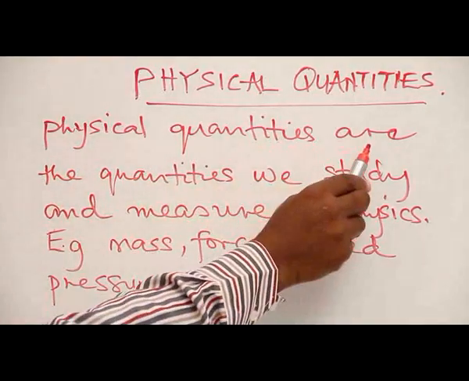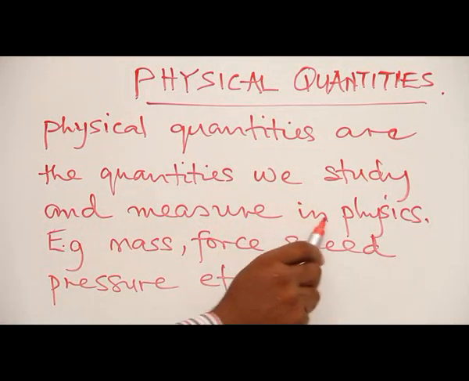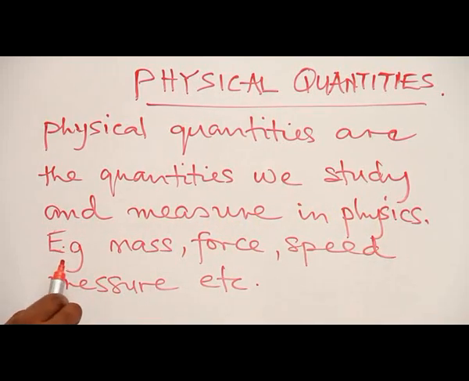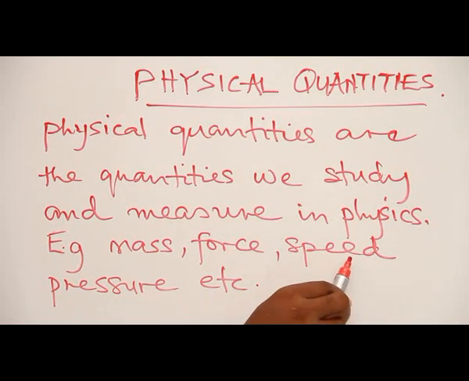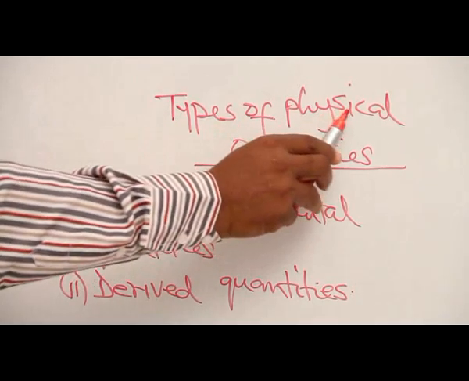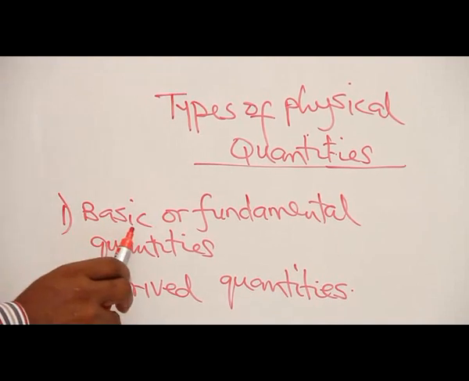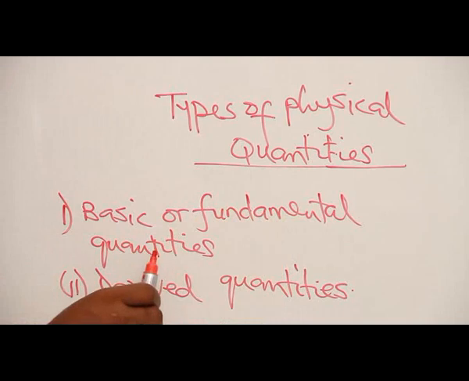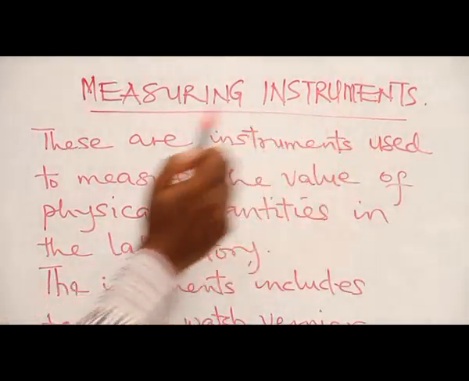Physical quantities are the quantities we study and measure in physics. Examples of physical quantities are mass, force, speed, pressure, etc. Types of physical quantities. There are two types of physical quantities. One, basic or fundamental quantities. Two, derived quantities.